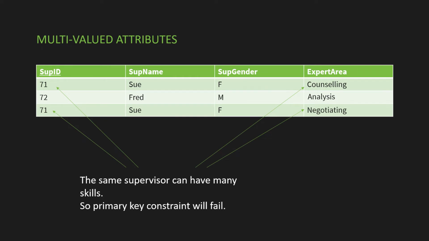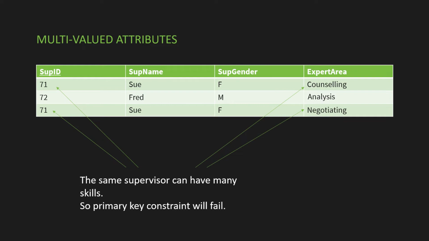So this is what the table looks like according to the previous ERD. Sue is expert in both counseling and negotiation. When we enter the data into the table, we need to enter Sue's details 2 times. In that case, supervisor ID 71 gets repeated, because primary keys need to be unique. So this leads to a unique constraint failure on the primary key.